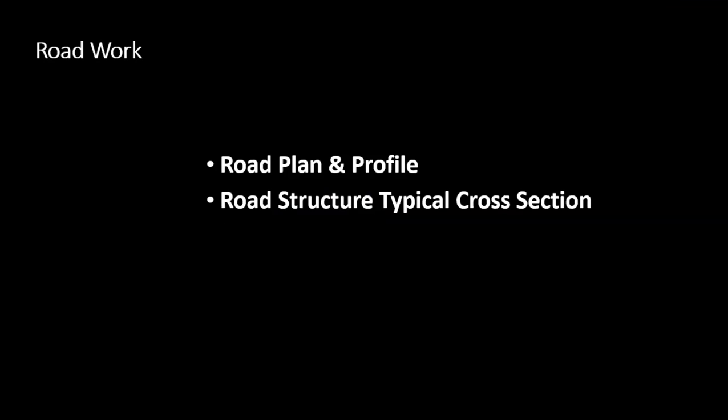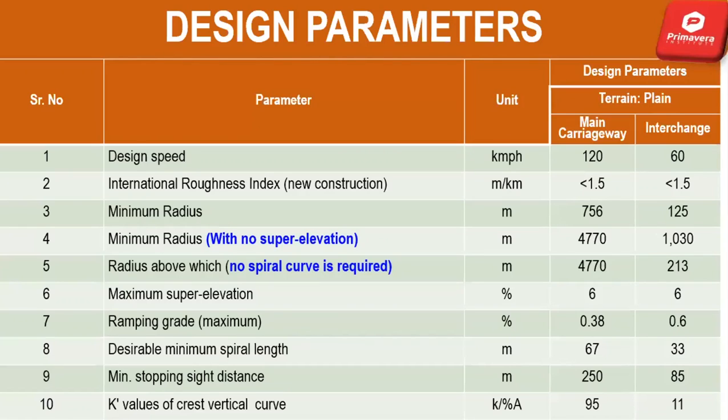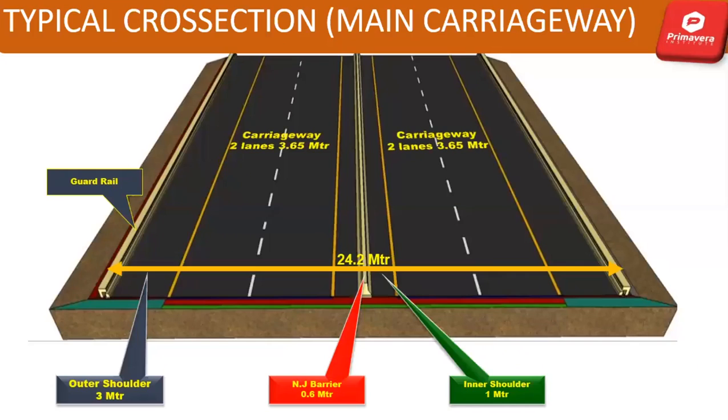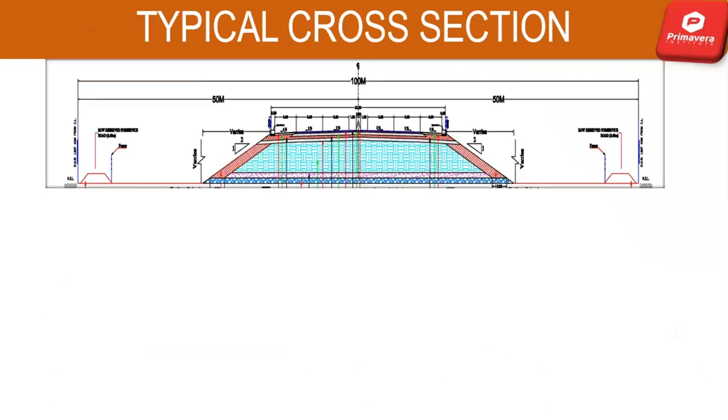Like this, there is road work. For road work, there is the road plan and profile. You need the road structure and typical cross section. This is the design work. These are the design parameters, which I'm showing you here to support your concept that all these things exist. For design parameters, you need all these things from the designer, and on the basis of these design parameters, you will develop a cross-sectional area that will look like this.